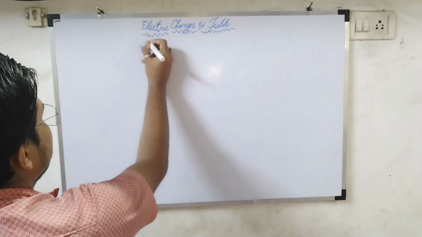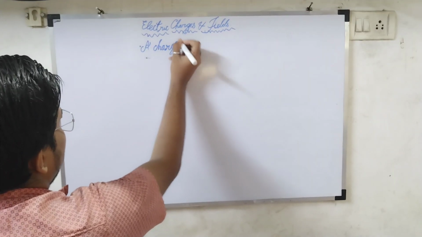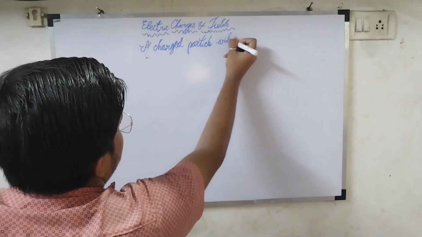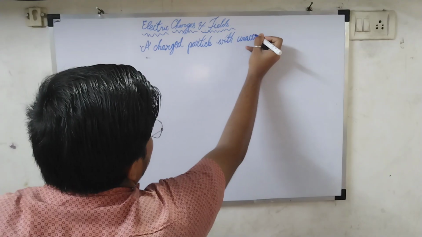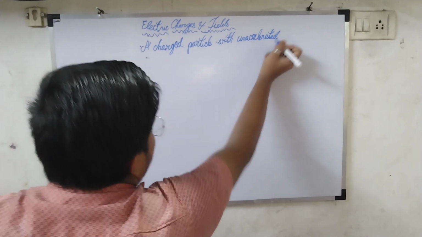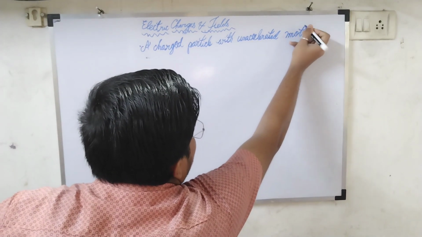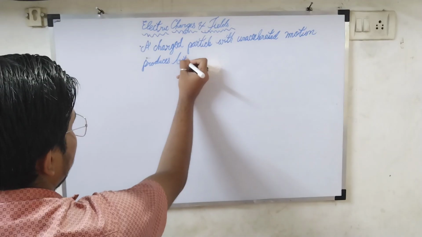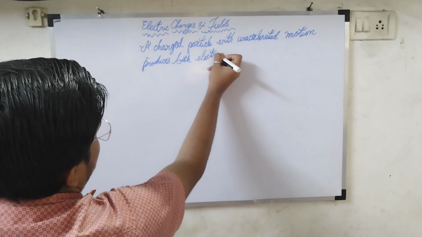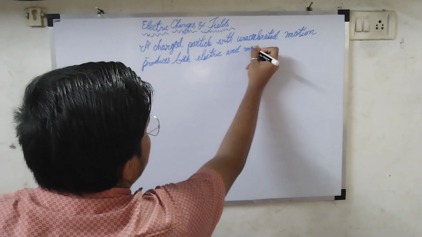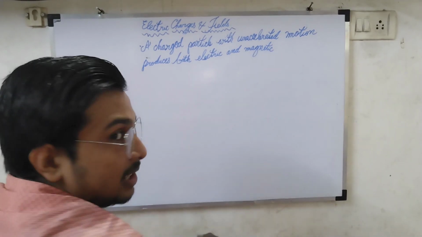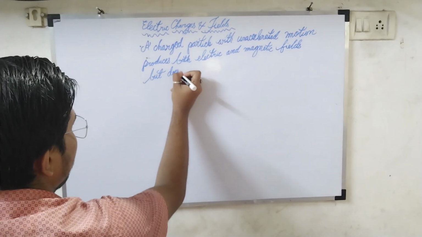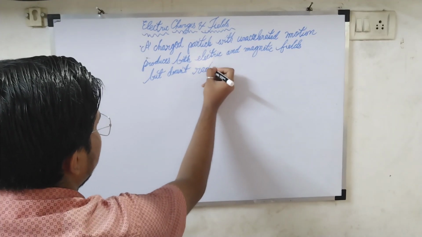So, a charged particle with unaccelerated motion produces both electric and magnetic fields but does not radiate energy. Good point.